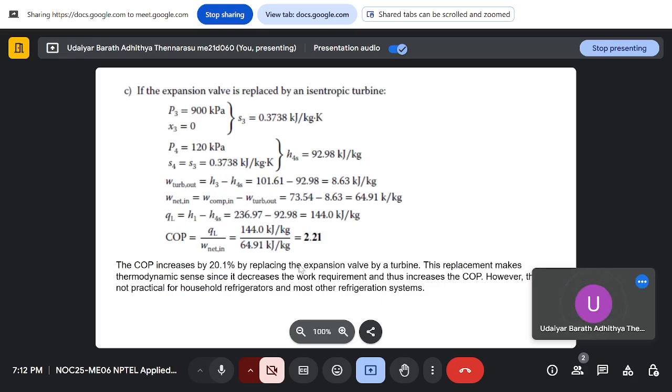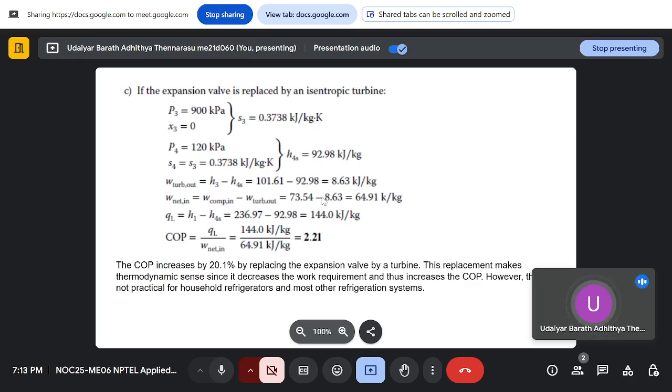Now the first case is where you are replacing the valve with an isentropic turbine. So your P3 is 900 kilopascal and X3 is 0, so at that point your entropy is 0.3738. Now instead of enthalpy being constant, you are taking entropy to be constant. So you are at state 4 for a pressure of 120 kilopascal and entropy of 0.3738. You lie in the two-phase region, and the enthalpy there comes out to be 92.98.